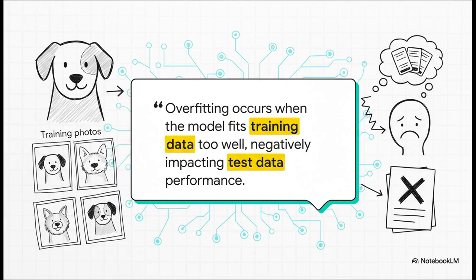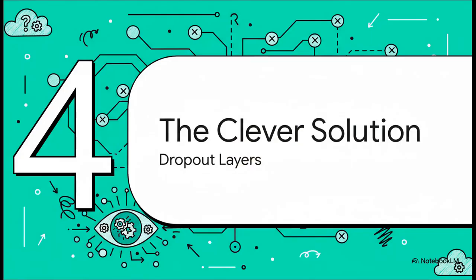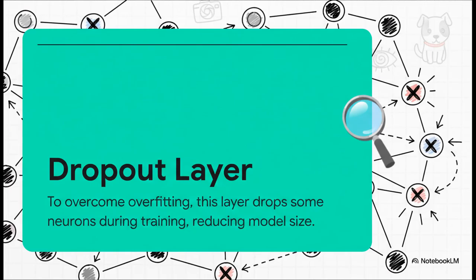The student analogy is perfect here. It's like cramming for a test by just memorizing the answer key. You might ace the practice questions, but you're going to fail the real exam because you never actually learned the material. So, how do you stop a super smart AI from just memorizing the answers? Well, developers came up with a really clever and surprisingly simple solution to force it to learn the concepts instead of just the examples. It's called a dropout layer, and here's what it does.